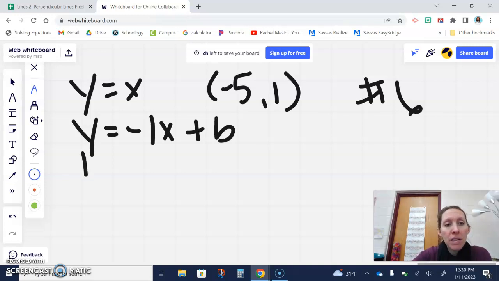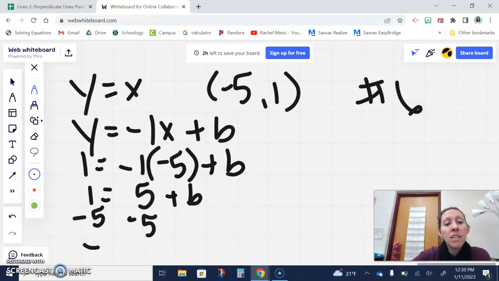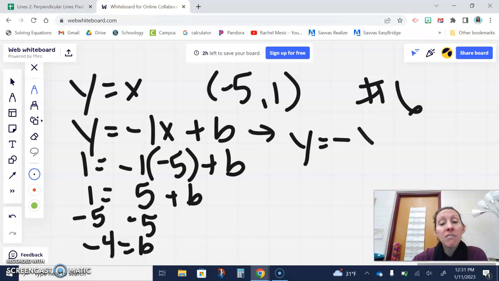All right, y is positive 1, and then x is -5. Keep the b. So -1 times -5 is positive 5. And then to get rid of that, we're going to minus 5 from both sides. So -4 is the value of b. So I'm going to rewrite this. So y equals -x. That's the simplest way to write it with the fewest number of computer clicks. And then minus 4.